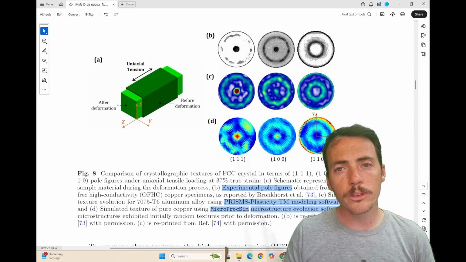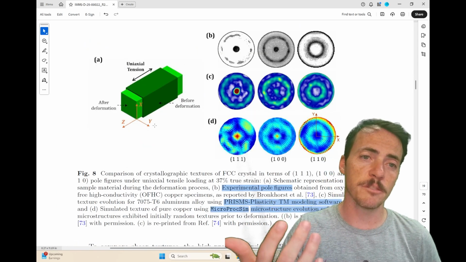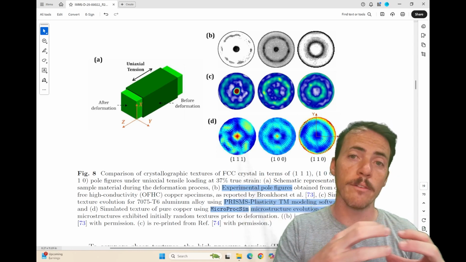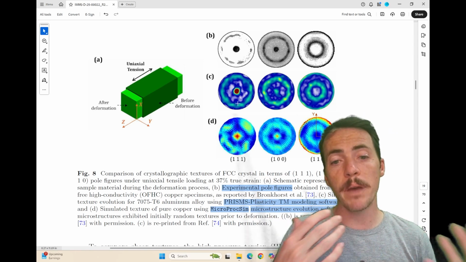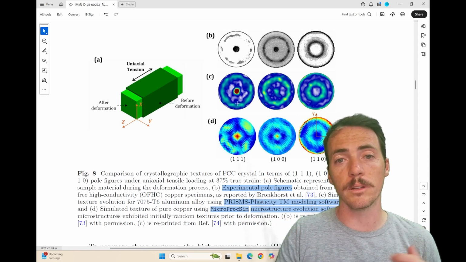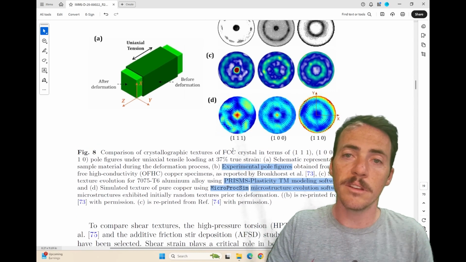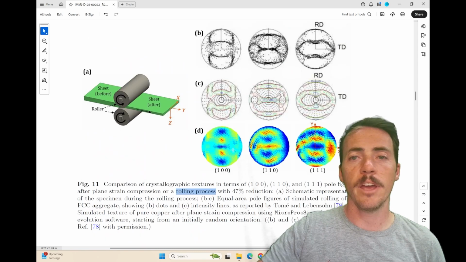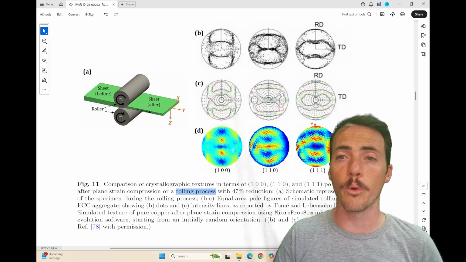What you probably care the most about is how well does this actually agree with experiment. So here's an example. Here's a tension experiment, and in the top you're seeing what the experimental pole figures look like, showing you the evolution of texture in the different orientations. And then here's the expensive one, this is Prism's plasticity TM modeling software in the middle, and in the bottom is their MicroProcSim microstructure, and you can see that it agrees pretty well. Similarly for shear, you can get good agreement. And for rolling, it can capture the complex microstructures that evolve from rolling as well.